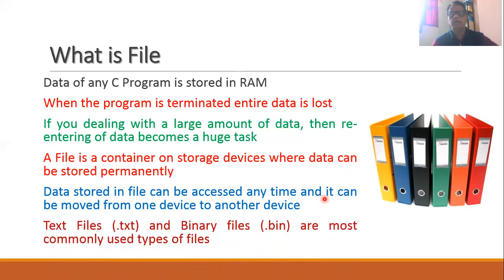So in C, normally the two most commonly used types of files are text files and binary files. The text files have the extension .txt and the binary files have the extension .bin, B-I-N. Text files normally contain the data in textual form, and binary files contain the data in 0 or 1 form.